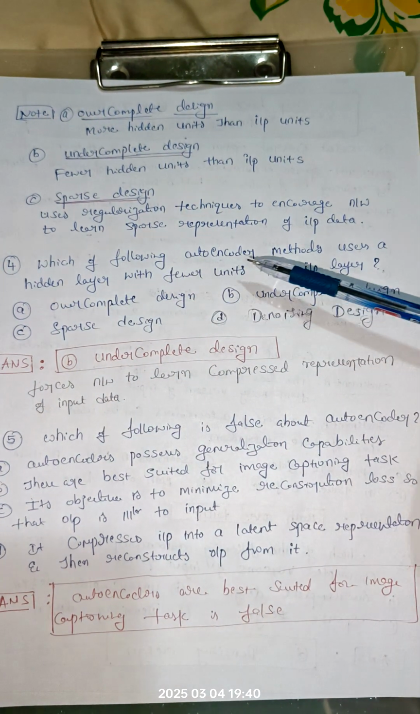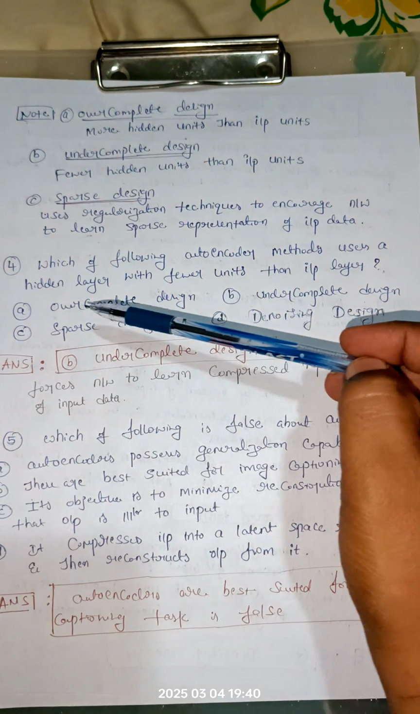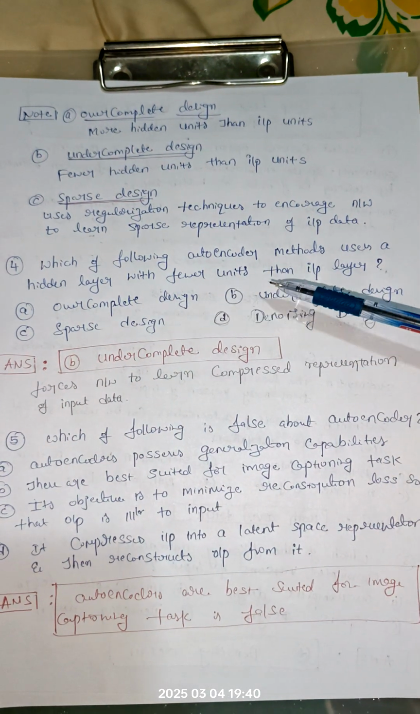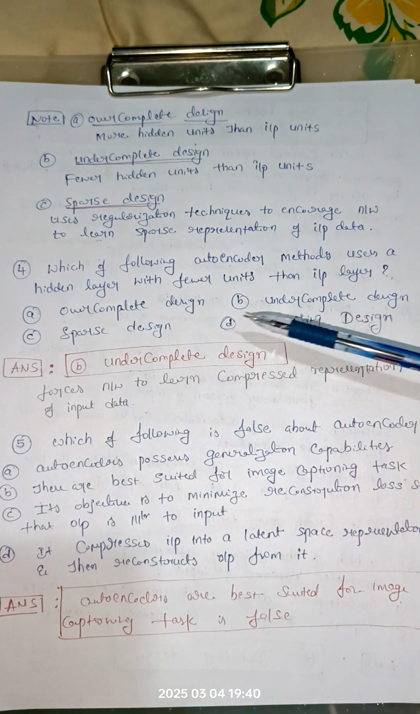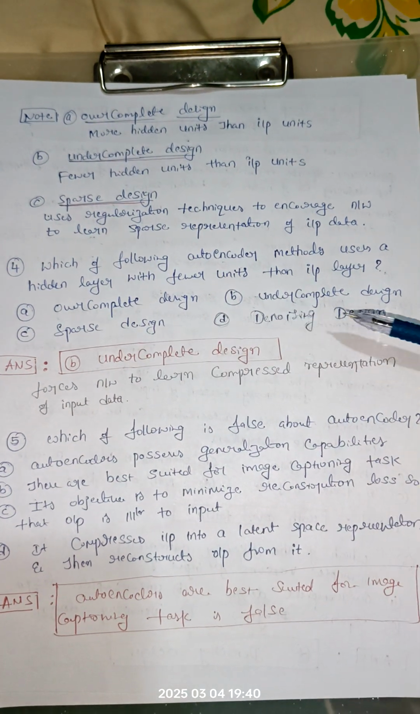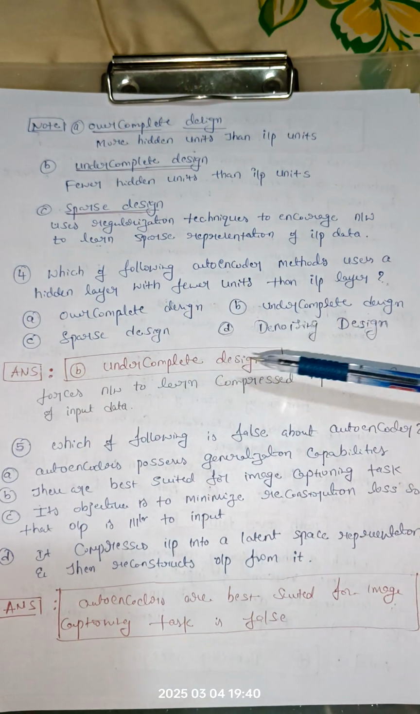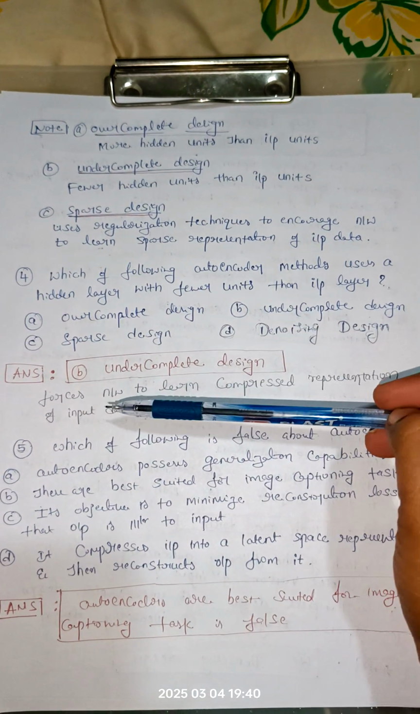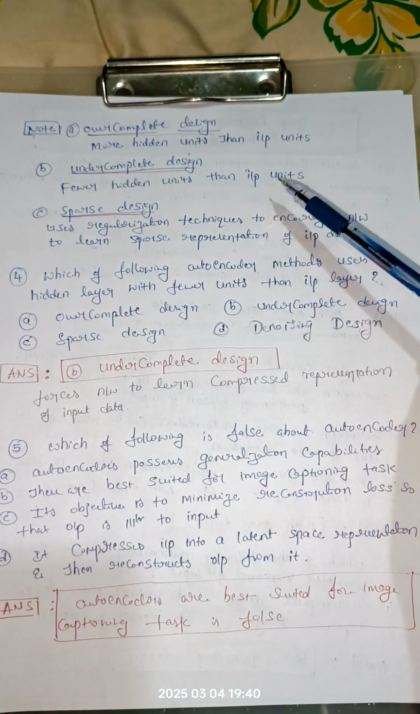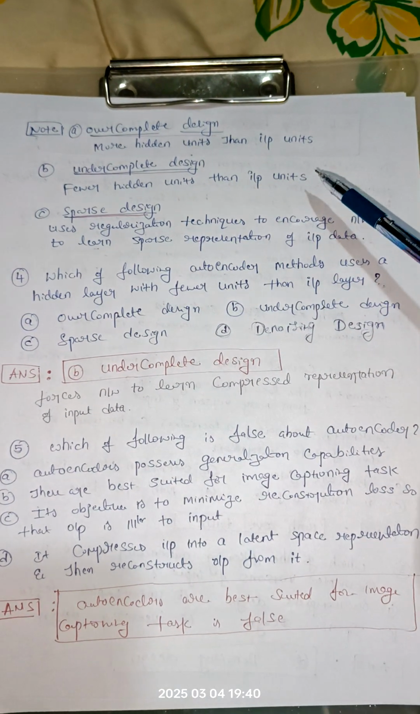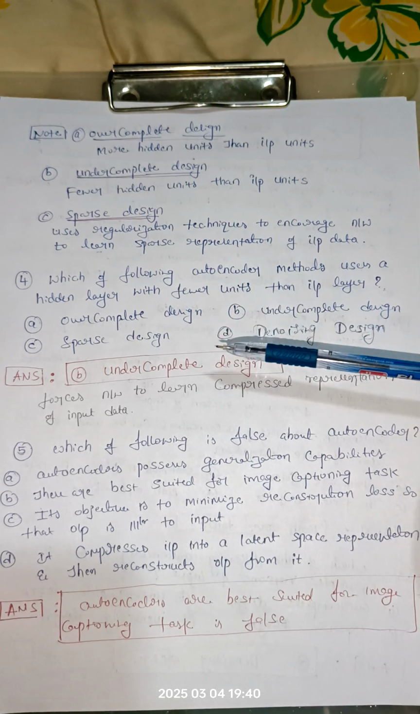Fourth question, which of the following autoencoder methods uses a hidden layer with fewer units than the input layer? For this, we got the answer here only. Among overcomplete, undercomplete, sparse and denoising design, the correct answer is undercomplete design. Undercomplete means it consists of fewer hidden units compared to input units. So input units are more compared to hidden.